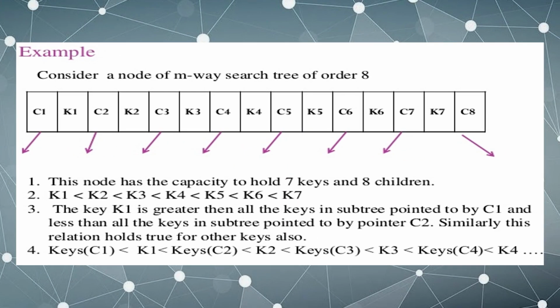By this diagram, you can understand how we create an M-way search tree. Consider the example. Here we have a table with values C1, K1, C2, K2, C3, K3, C4, K4, C5, K5, C6, K6, C7, K7, and the last one is C8. Note down that C represents the children and K represents the keys. Keys we can also call the parent. So K1 is parent 1, K2 is parent 2, and so on.